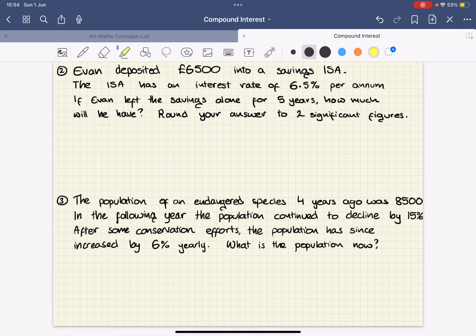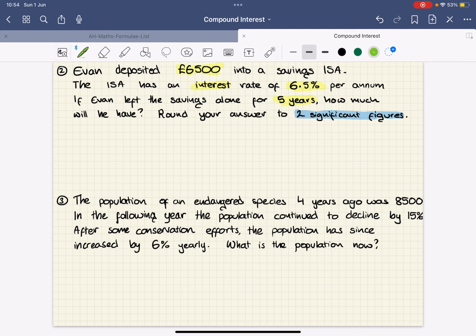So again, identifying the important factors. We have our original amount. Interest, well, if I'm putting money in the bank, I'm expecting it to go up. And interest is telling me it's going up by 6.5%. And that's happening over the course of 5 years. But we also got our key bit at the end here where we're being told to round it to 2 significant figures. So I must make sure I remember that.